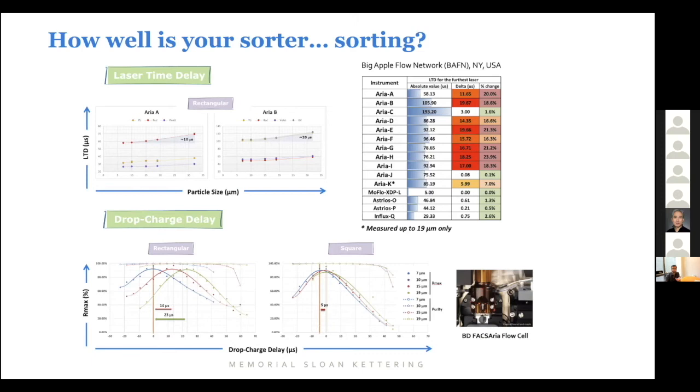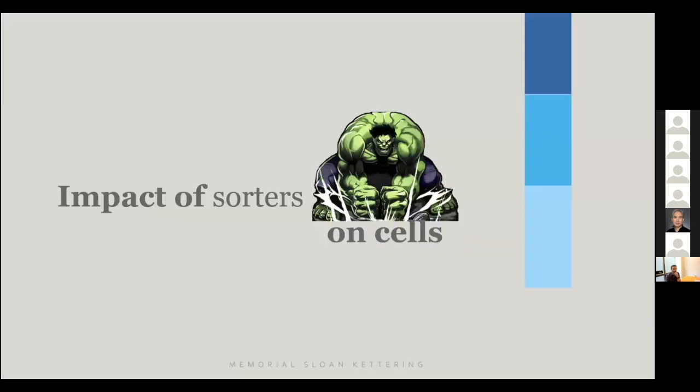But the other point I want to make is to think of the fact that these instruments that we thought were functioning or performing perfectly well, according to the vendor, were actually not performing. So again, like I said, any new sorter that you have, you should validate it and make sure that it's working well for any type of particle, right?